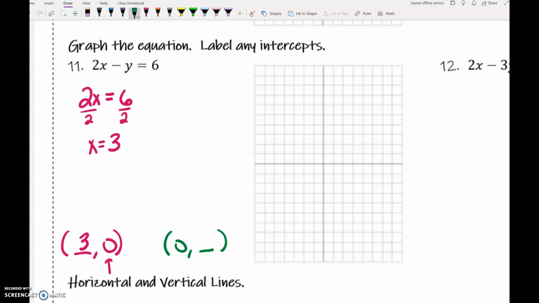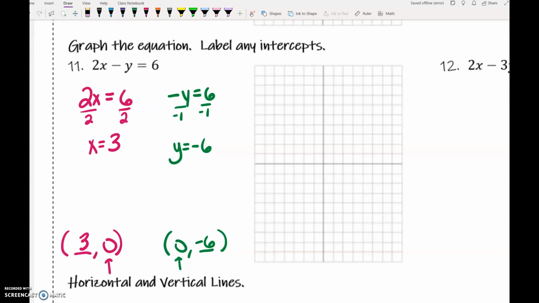Then I go back to find my y-intercept. For the y-intercept, you want to use 0 for the x. So I'm putting 0 in right here, which makes this whole term 0. What's left in that equation? -y equals 6. Divide both sides by -1. Y equals -6.